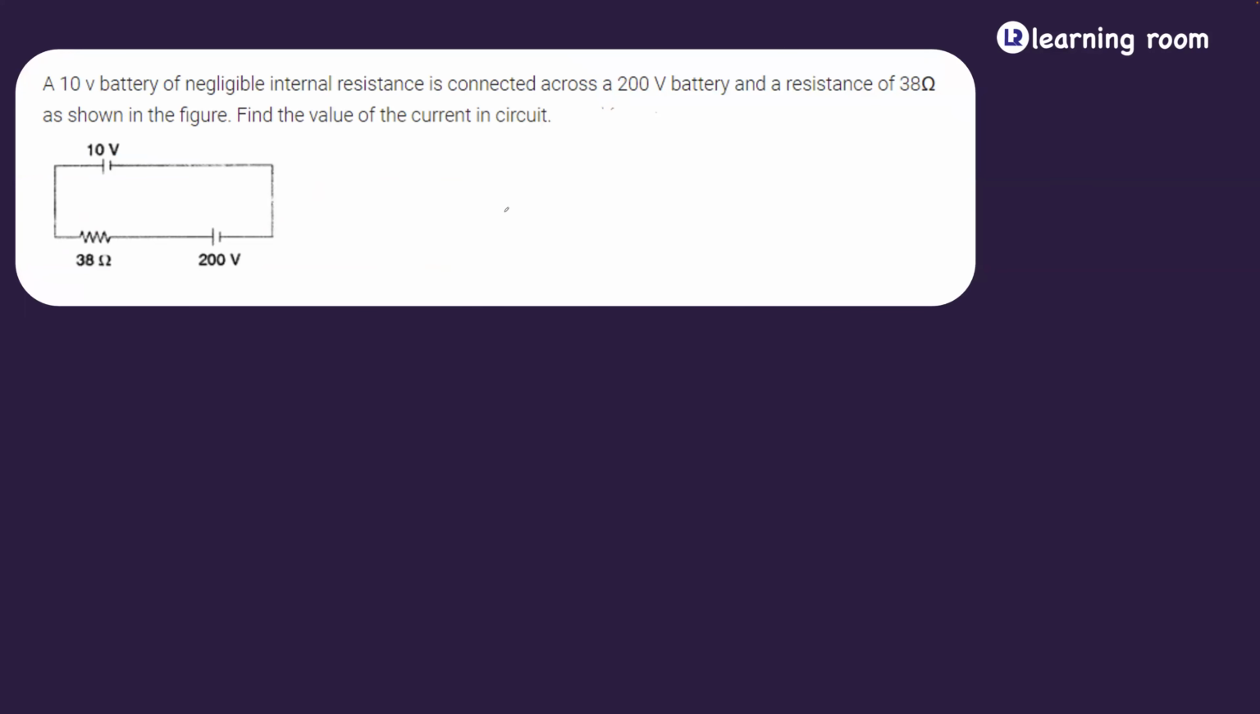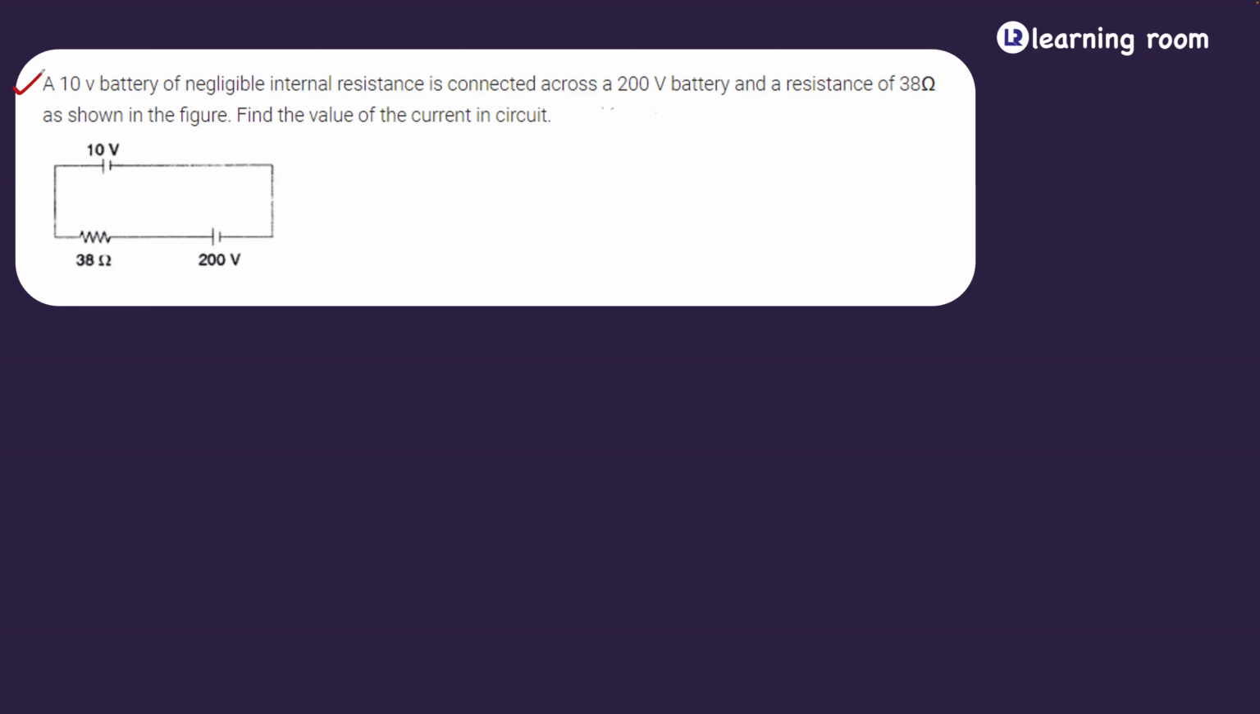Solve this. Don't be in a hurry. Read the question carefully, understand the concept and then do it. There is a 10-volt battery of negligible resistance connected across a 200-volt battery and a resistance of 38 ohm, as shown in the figure. Find the value of the current in the circuit. It's actually a very simple problem. I have solved a similar kind of problem already.